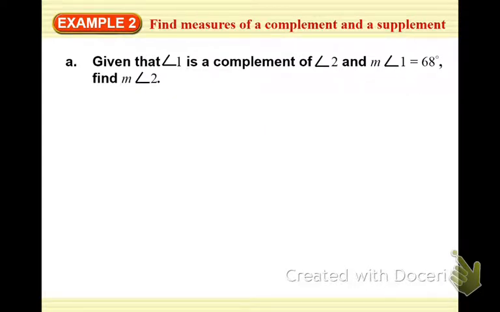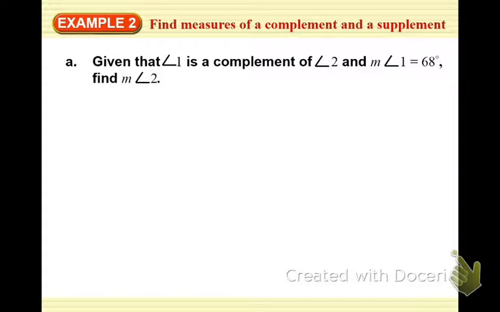Given that angle 1 is a complement of angle 2, if angle 1 is 68, what is the measure of angle 2? How do I figure this out? What do I do? Go ahead, yes. You set both of the measures equal to 90. You would do 68 plus the unknown angle measure equal to 90. Okay, so what he's saying is you could do it the way he's thinking about it, algebraically.